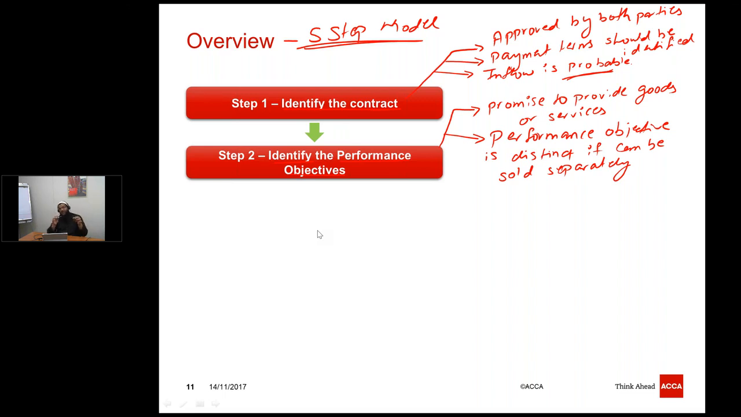So if both the parts can be sold separately, 2 objectives. Cannot be sold separately, 1 objective.